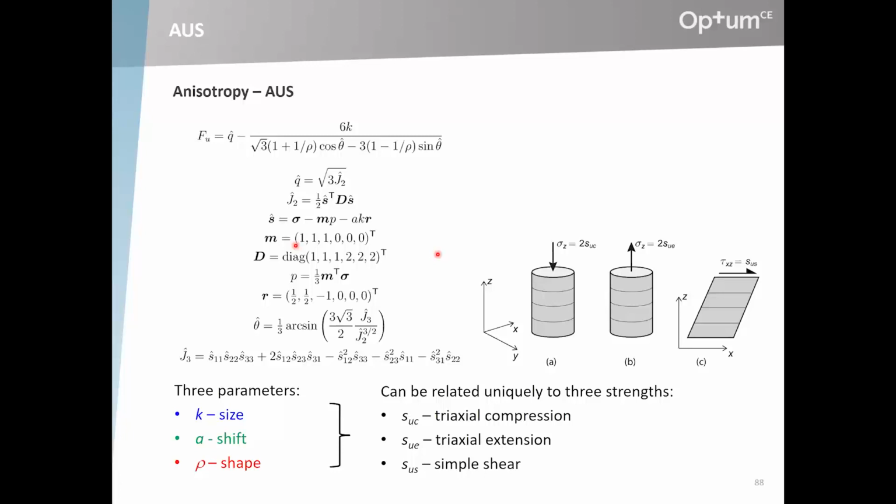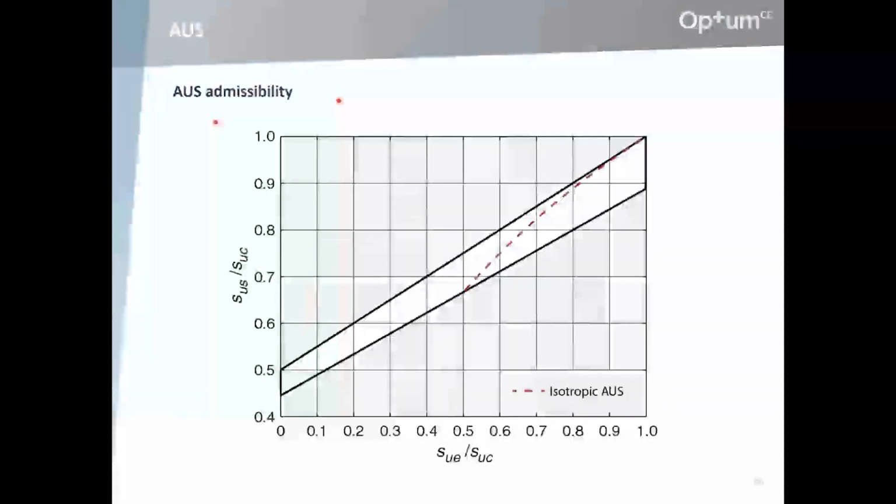or three internal parameters. And it turns out that they can be related uniquely to the three strengths measured in these three experiments: the triaxial compression, triaxial extension, and simple shear strengths. That's what we call the AUS model, the anisotropic undrained shear strength model. It's a further development of the generalized Tresca model, and that extends the range of admissibility quite considerably as compared to the generalized Tresca model.